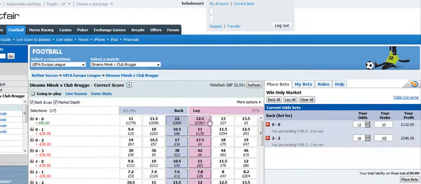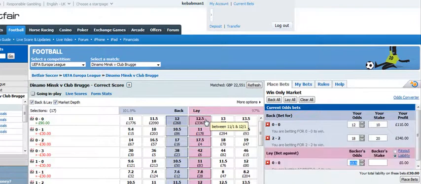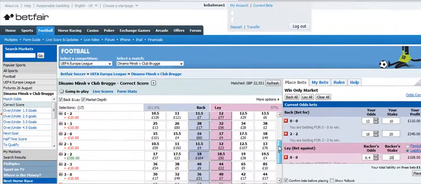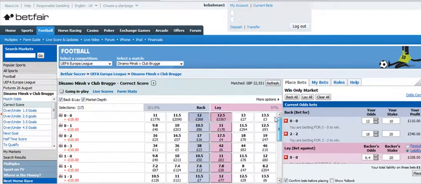So the goals go in, obviously the 2-2 price will come in, but we will have lost the 0-0. If we get to about 20-25 minutes, I tend to then trade out anything from 6 to 7s of the 0-0. So normally up to about 25-30 minutes.